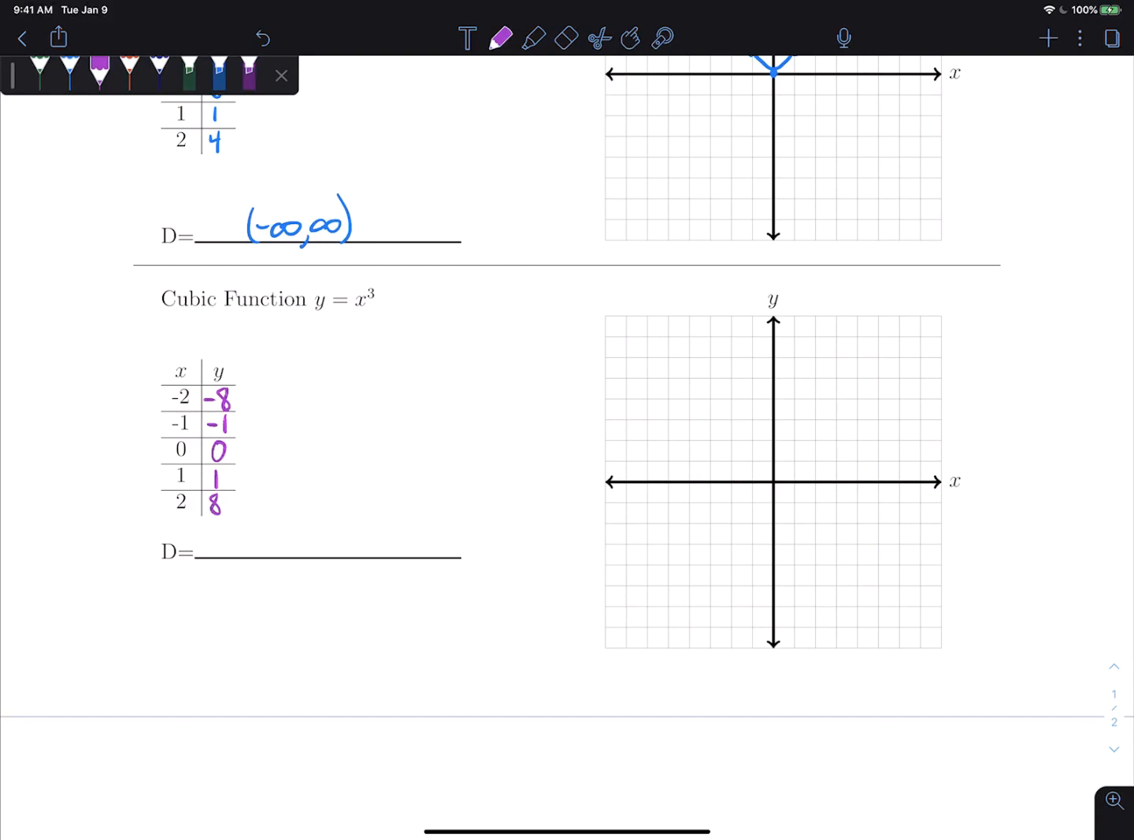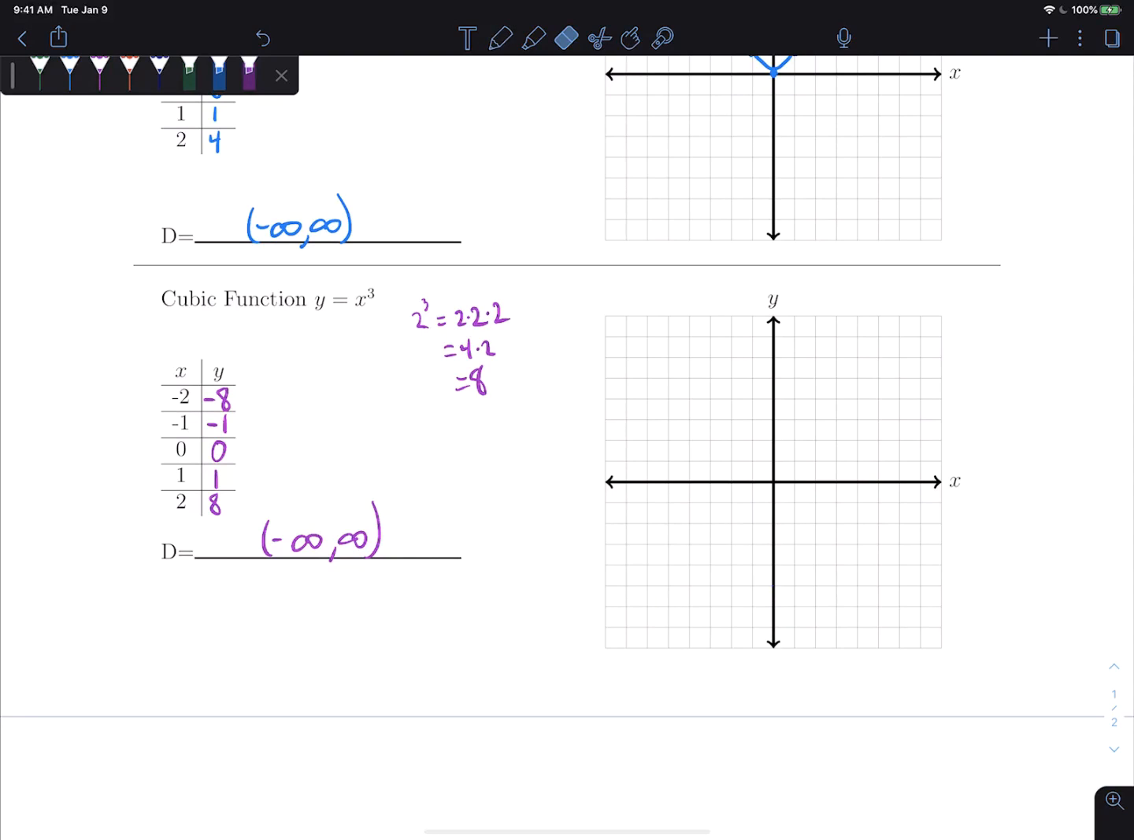By the way, be very careful, 2 cubed is not 6. 2 to the 3rd power specifically means 2 times 2 times 2. So that's the same thing as 4 times 2, which gives us 8, which is the reason why 2 cubed is 8, not 6. And again, a domain of all real numbers, -infinity to infinity. Wonderful. And then we graph this. -2, -8.